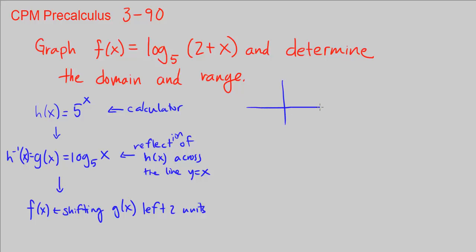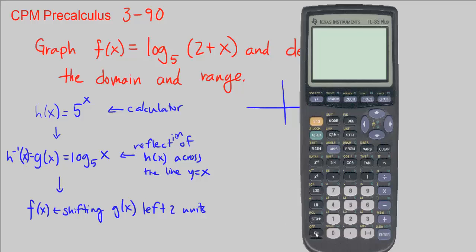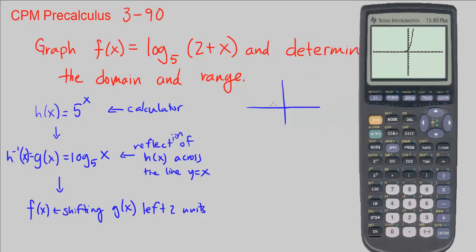Let's graph h of x here. I'm going to even use my calculator just to show you how simple this is. Let's say y equals 5 to the power of x. Graph it. And we see this shape, right? I'm going to draw it right here. And it looks just like this. I'm going to even trace it because I know as x is 0, y is 1. So this point right here is 0, 1.